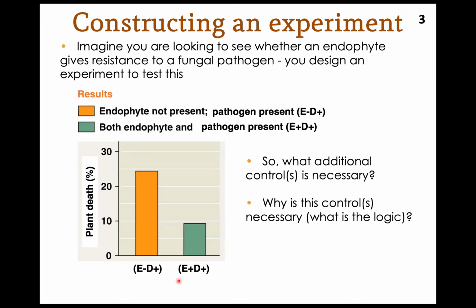So once you've established whether or not the endophyte protects against plant death without the pathogen present, you can then compare to the results where the pathogen is present and see if the magnitude of protection is greater with the pathogen present than when it's absent. And if so, then that would be evidence that the endophyte is protective for plant death specifically because it's protecting against the fungal pathogen.